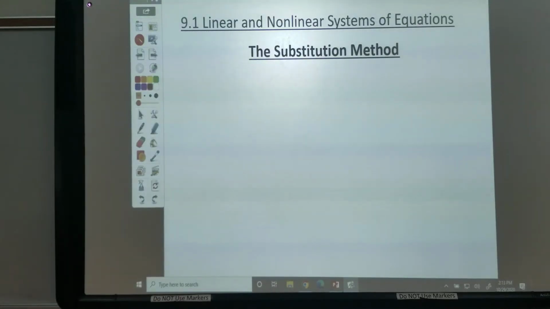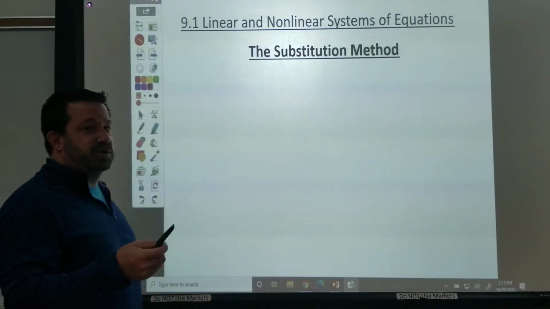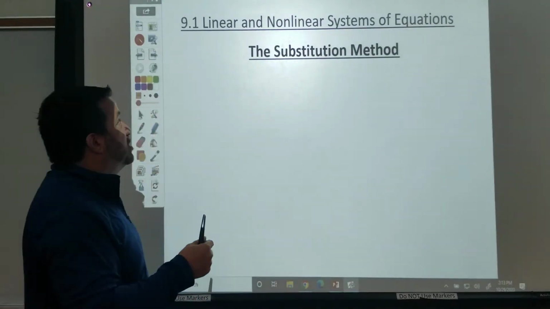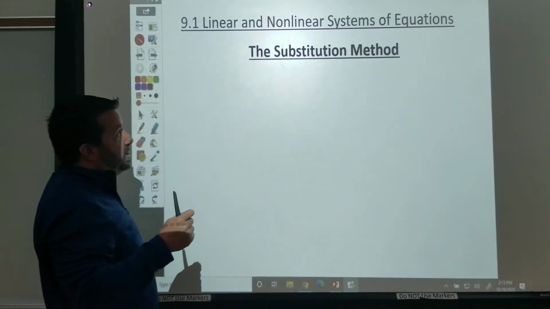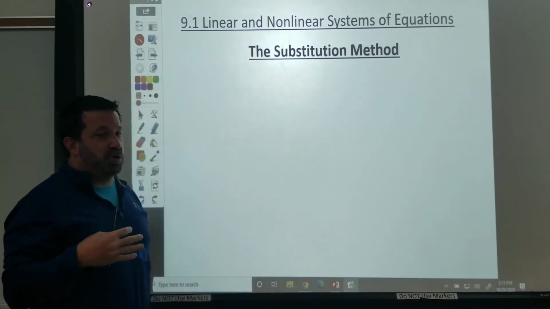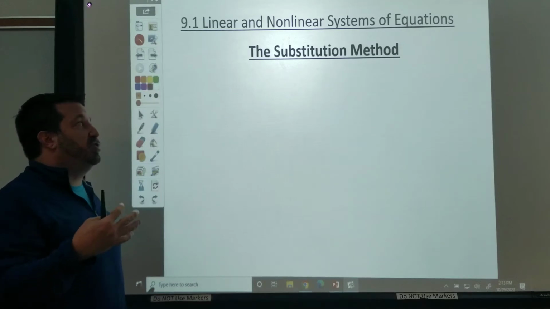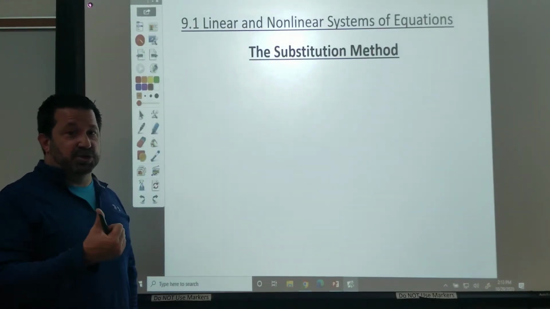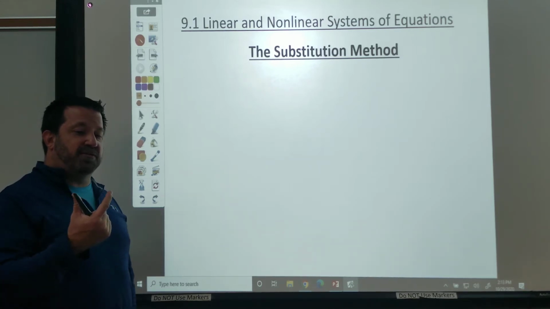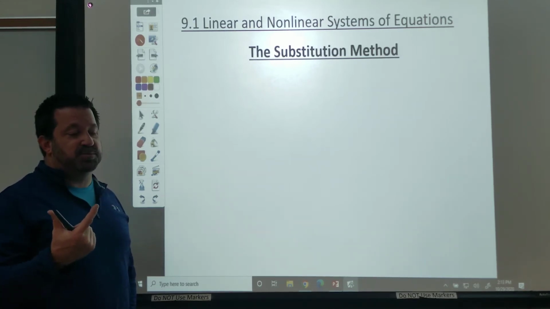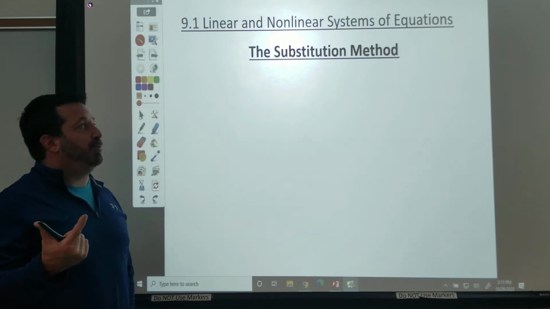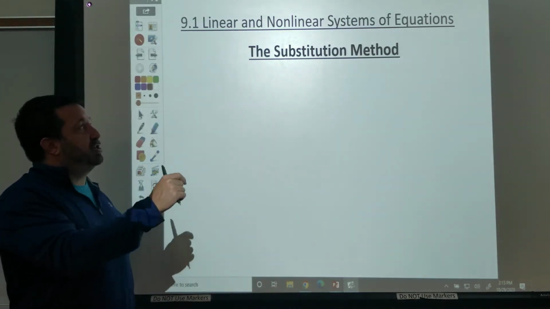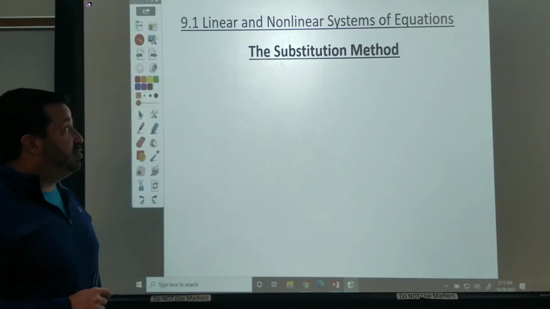This is the beginning of chapter 9, where we are going to be studying how to solve different systems of equations. So in this section, 9.1, linear and nonlinear systems of equations, we're going to start off by exploring one of the two methods that you probably are already kind of familiar with. We have the substitution method, and then we also have the elimination method, which is sometimes called linear combination, that you're probably familiar with. So this lesson is going to be talking about the substitution method.